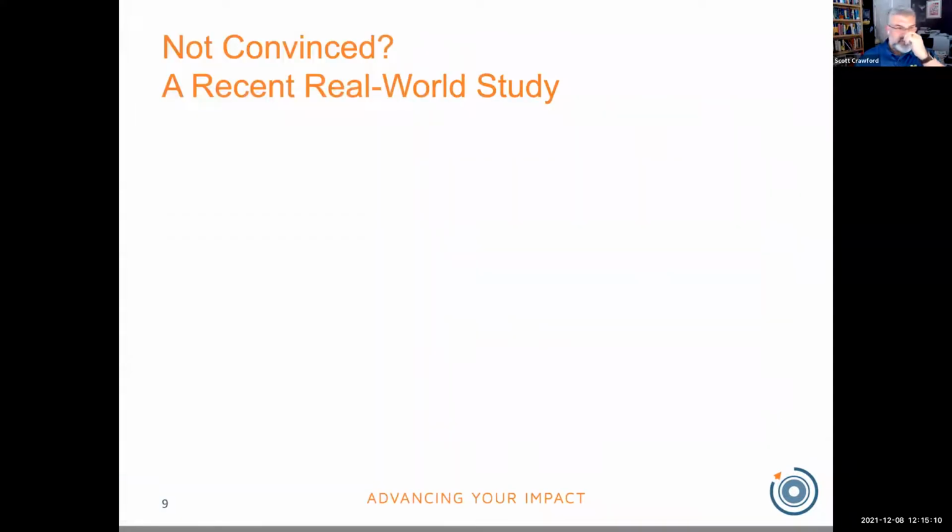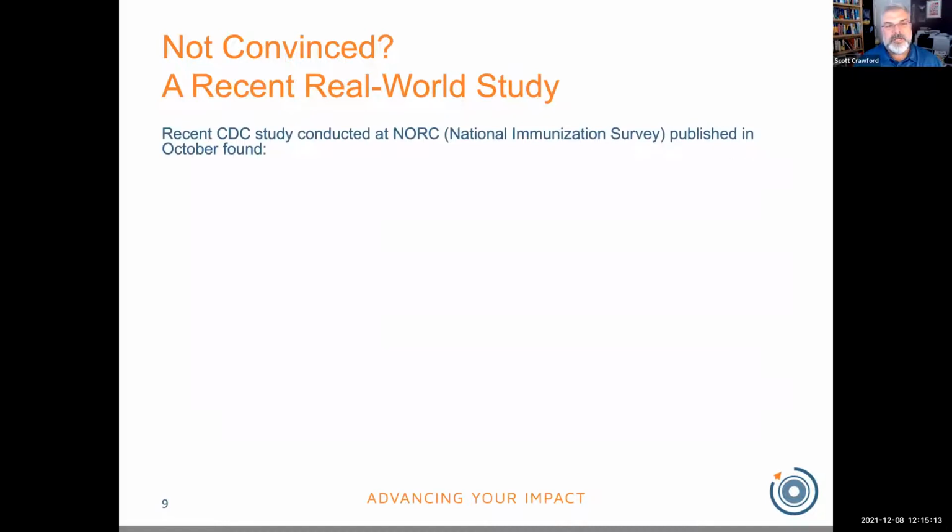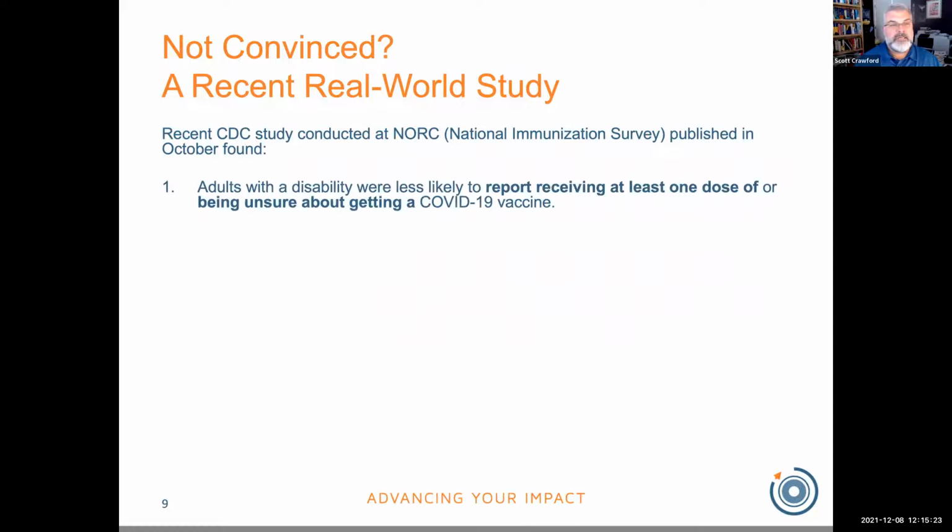So if that isn't convincing, there was a great article recently published, and it got some press in the news. Some of you might have seen it. The recent CDC study that NRC did from the National Immunization Survey, which we published this last October: Adults with disabilities were less likely to report receiving at least one dose of, or were unsure about where to get, the COVID-19 vaccine. So this is a real application of where disabilities themselves are having an impact on lives in ways that maybe hadn't been thought about much before.